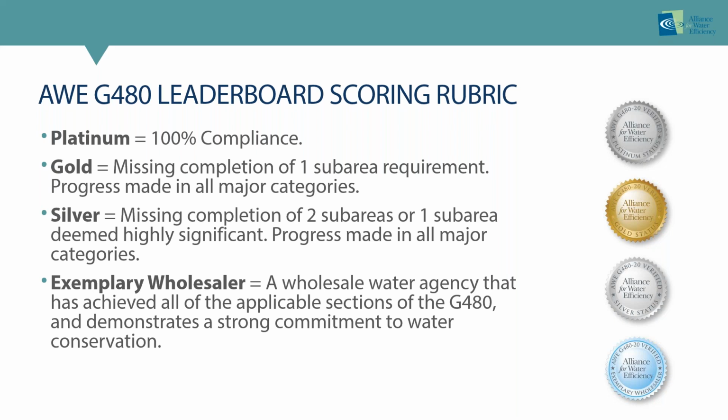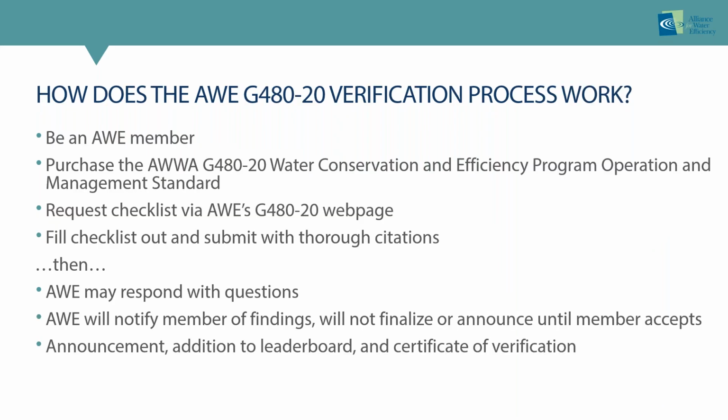And then the fourth, which doesn't apply to most of our submissions, is the exemplary wholesaler, which signifies that this wholesale water agency has achieved all applicable sections of the G480, since they're under slightly different rules. Next slide. So how does this process all work?